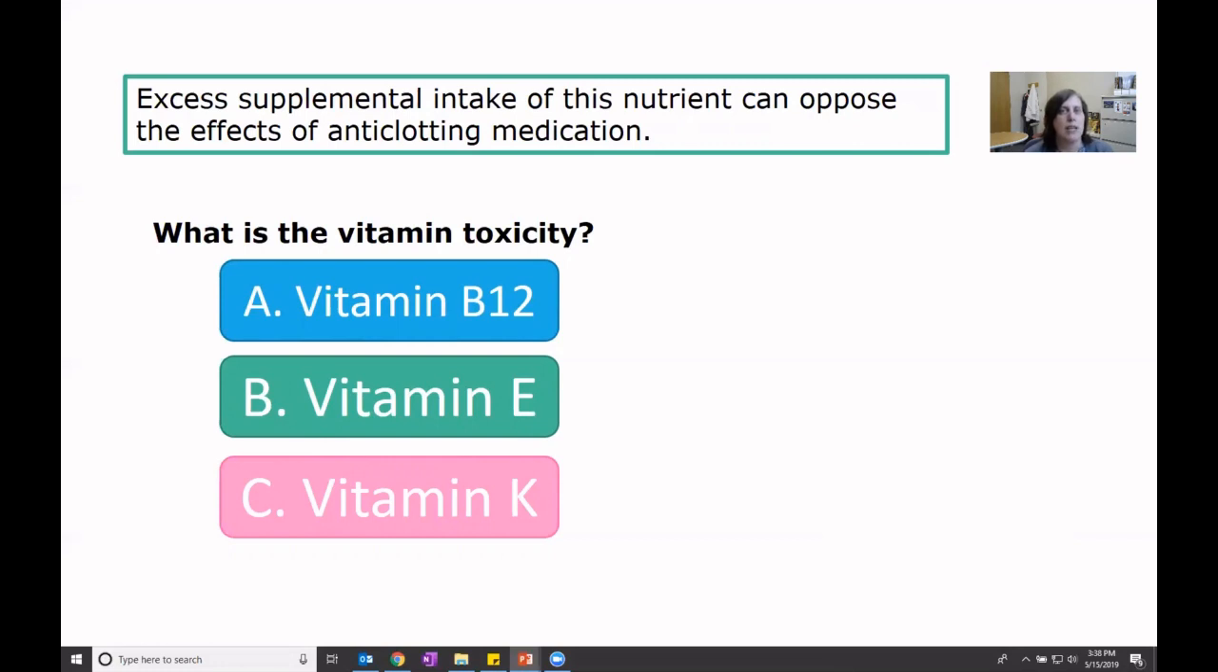So someone who is on an anti-clotting medication, they're likely going to put them on a vitamin K supplement, which might sound counterintuitive, but they monitor it very closely, and it's at a level that is going to allow the person to have enough, but also won't prevent or counteract the effects of the medication.